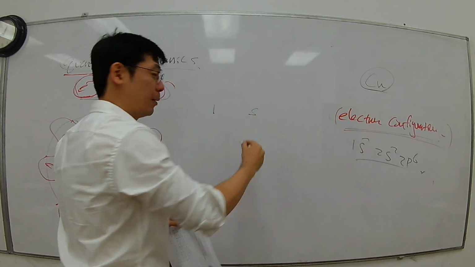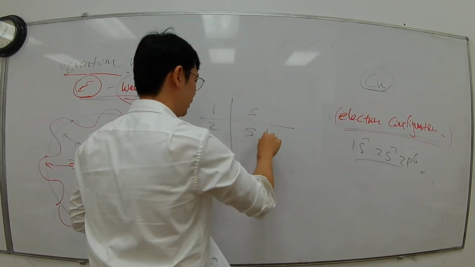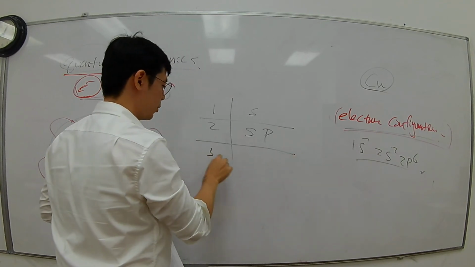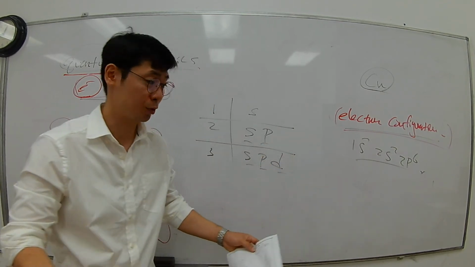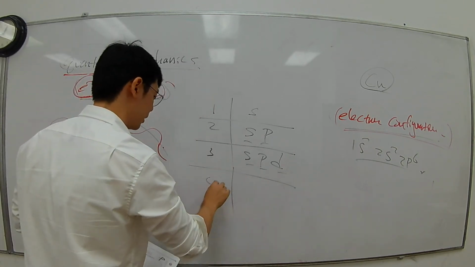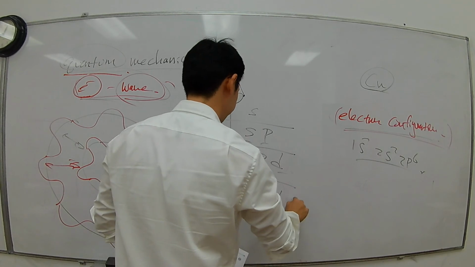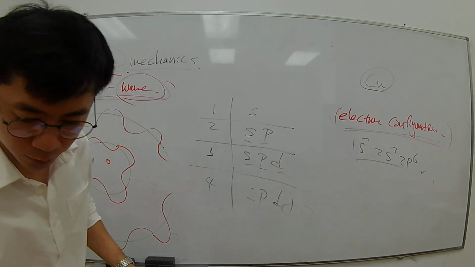So you gotta figure out, the first principal energy level has what? S sublevel only. The second principal energy level has S and P. The third has S, P, and D. These are all what we call the sub-levels within the principal energy level, right? And the fourth one has S, P, D, and F. So it's got these principal energy levels, and you have to distribute electrons accordingly.